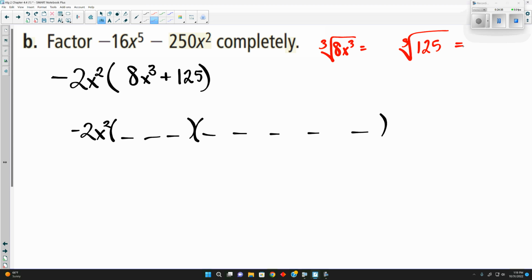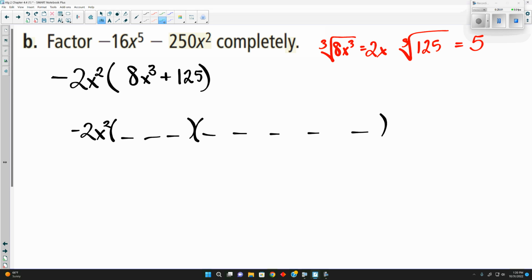At this point here, we've already taken the cubed root of 8x to the 3rd, because the cubed root of 8 is 2, and the cubed root of x to the 3rd is x. And the cubed root of 125 is 5. So we did that there partially to make sure that it is a difference of perfect cubes, and also to get the values of a and b.